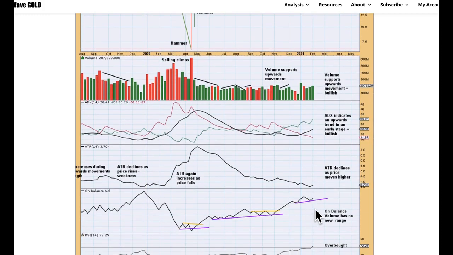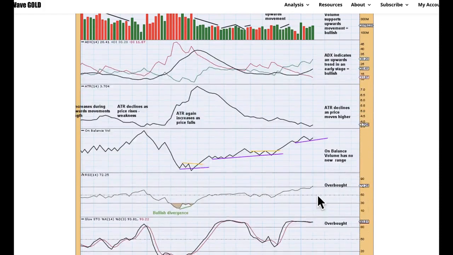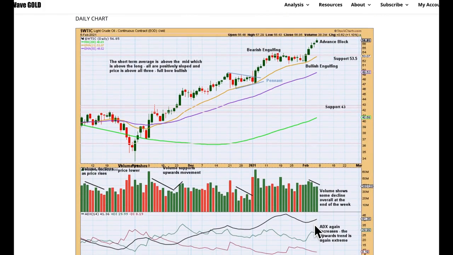On balance volume at the weekly chart level has no new range. RSI is moving just into overbought territory. It can certainly reach more deeply overbought and remain there for longer before the trend would be in any danger. When RSI is extreme and ADX is extreme, then I would be more concerned about this upward trend. I am not at this stage, and it's likely to continue. Stochastics is overbought, but that can remain overbought for a long period of time.